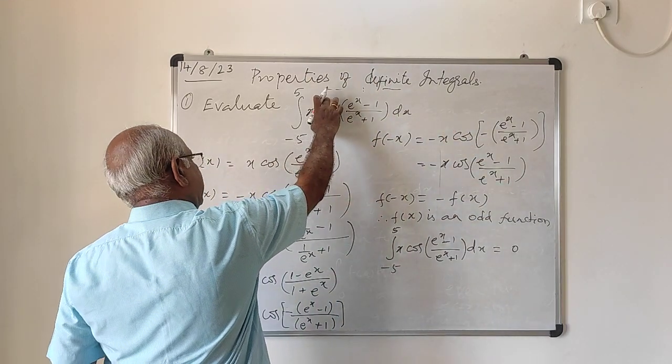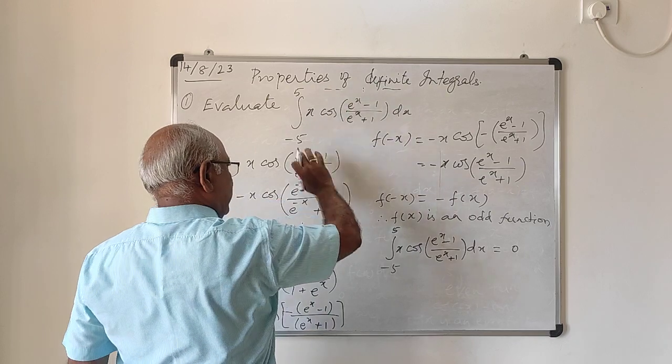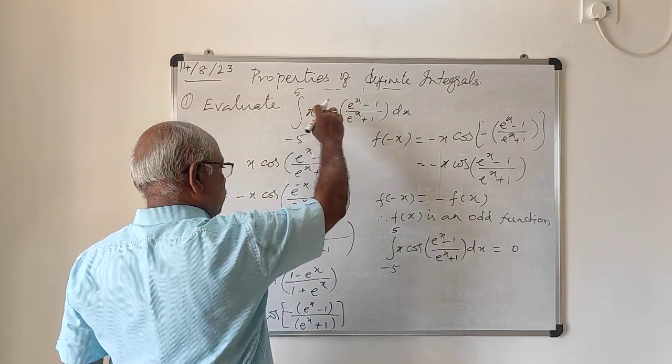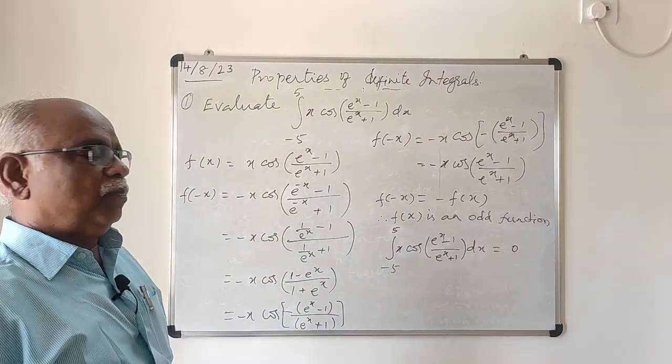Without actual integration, we are not finding the integral value of the function, but by the property, the given function is an odd function, we derive that the integral value is 0. That's all about the problem.